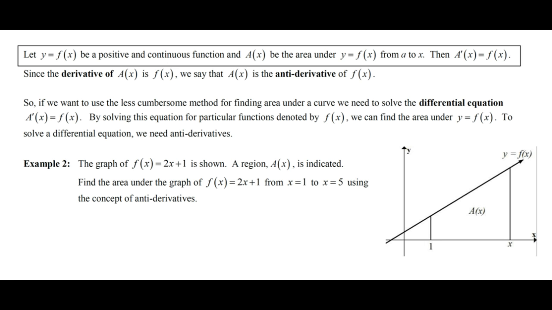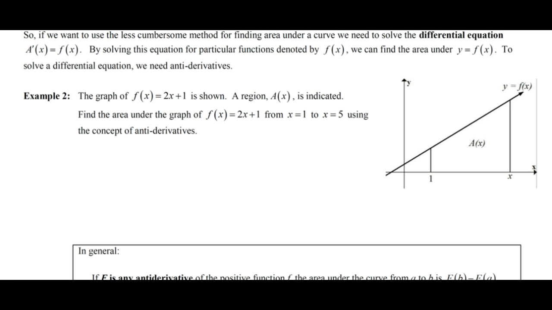So we want to take the antiderivative. If we want to use a less cumbersome method, right? We want to sum up infinite rectangles, we don't want to do trapezoids and stuff, we can solve the differential equation. So if we solve A prime of x equals f of x for the particular function denoted by f of x, we can find the area under f of x. To solve a differential equation, we need antiderivatives, right? In other words, we need a function whose derivative is this. And when we found that, then what we've got is this. And then we can work out areas.